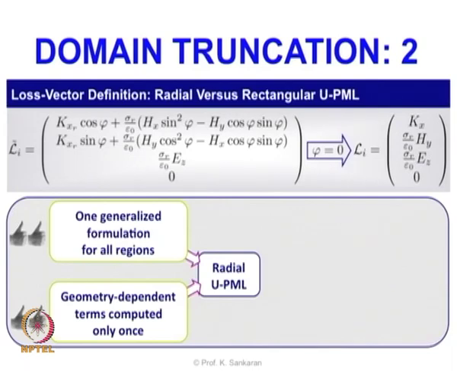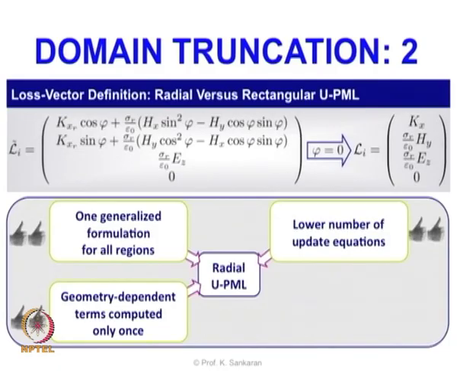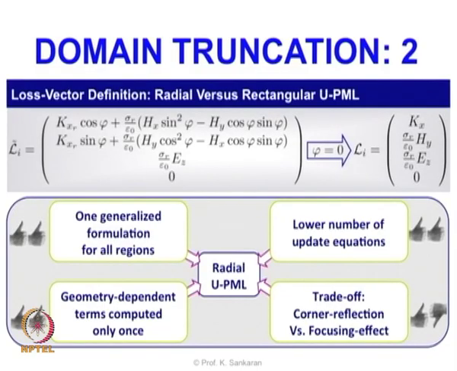We do not need to compute them in each time loop. This is one good thing as well, and it is not particular to finite volume, it is generally the case. If you want to optimize your code, you have to make sure that you compute the geometry dependent terms only once. The most important thing is we get one generalized formulation and a lower number of update equations, as we also discussed. We do not need to compute fluxes separately for the loss terms and for the additional variable. This is already integrated in the earlier computations that we do, and there is a trade off.